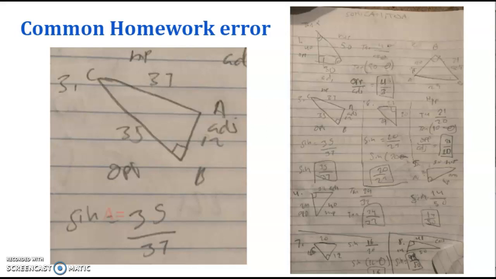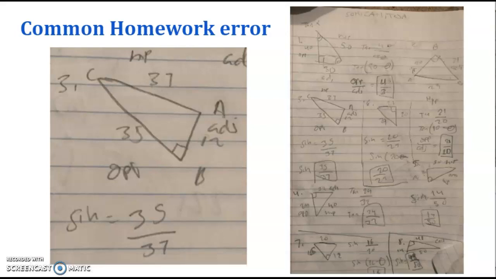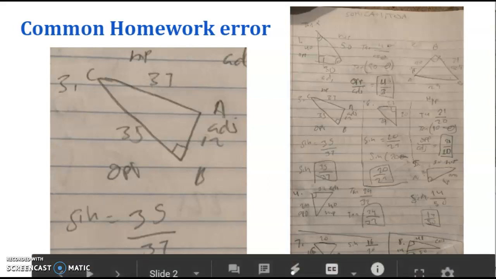Okay. Another thing that I wanted to show was this: sine is equal to 35 over 37. It's true, sine of theta is equal to opposite over hypotenuse. So opposite, he identified it as 35, hypotenuse identified as 37. So 35 over 37 is correct. The ratio is correct.